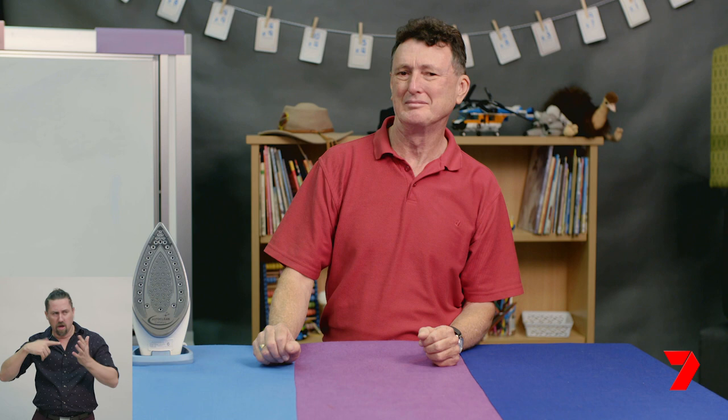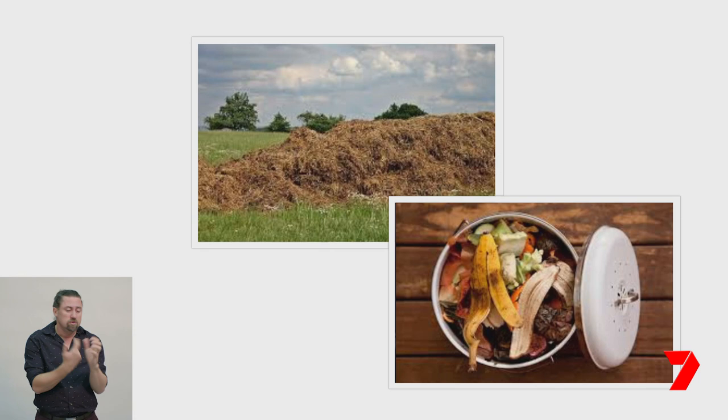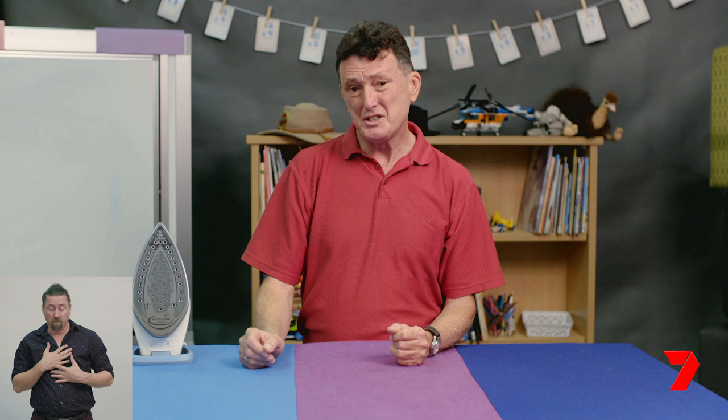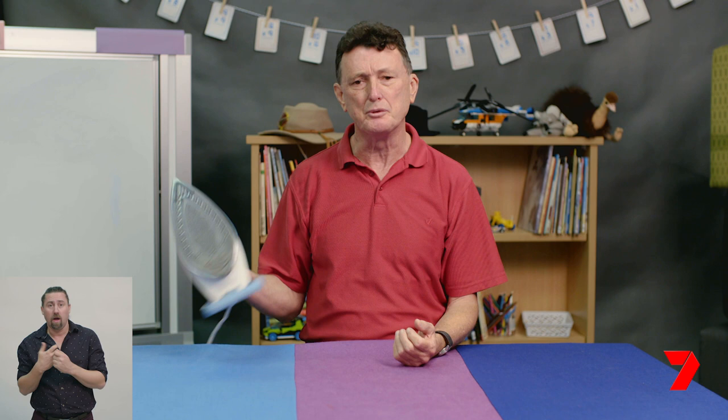There's other natural sources of heat too. There's a huge amount of heat in volcanoes and hot springs from under the ground. And heat's also made when we compost our grass clippings and food scraps and they break down. We can make a bit of heat ourselves when we need it. Thousands of years ago, people learnt how to make fires for cooking and keeping warm. More recently, scientists have learnt how to make heat with electricity, like my toaster or my iron. You can make heat just by rubbing your hands together. Rub them for a bit until you can really feel some heat.